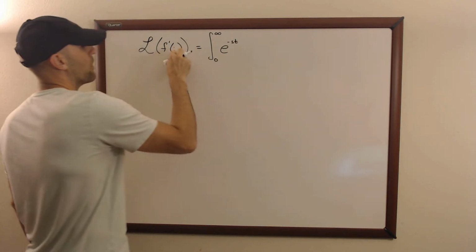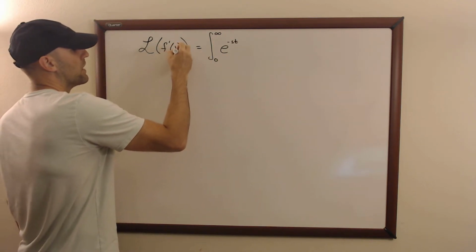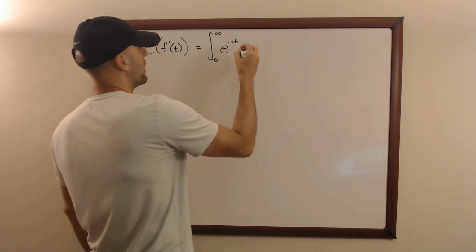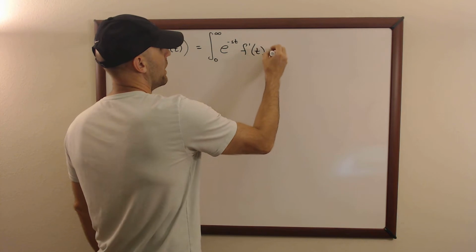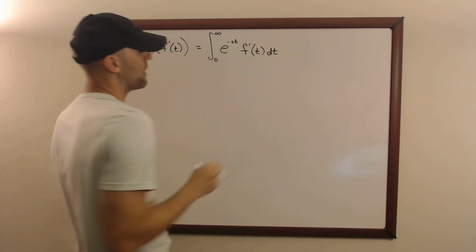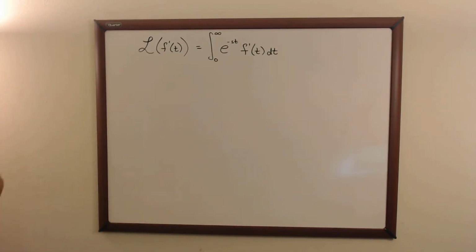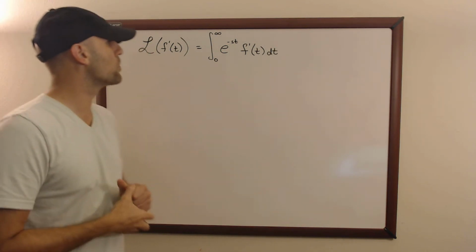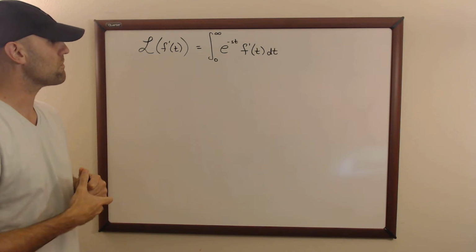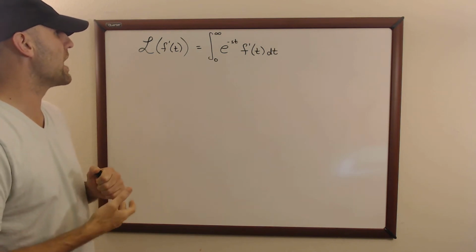I wrote f of x here, but that's supposed to be f of t. It doesn't really matter. Times f prime of t dt. Now I realize we won't be able to get an explicit solution here because I don't know what f of t is. But maybe I can rearrange this to where it will be a little bit nicer.